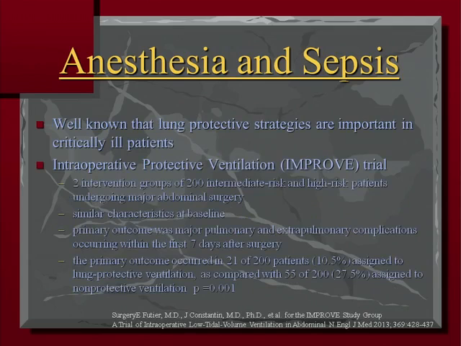So it's well known that lung protective strategy in the ICU is helpful. The IMPROVE trial showed that it's also helpful in the operating room. They took 200 patients, intermediate to high-risk patients. They applied lung protective strategy to some and then just regular therapy to others. Ten percent of the patients assigned to the lung protective strategy had serious complications, whereas almost 30% of those that were not did. So lung protective strategies, even in the operating room, are very important.